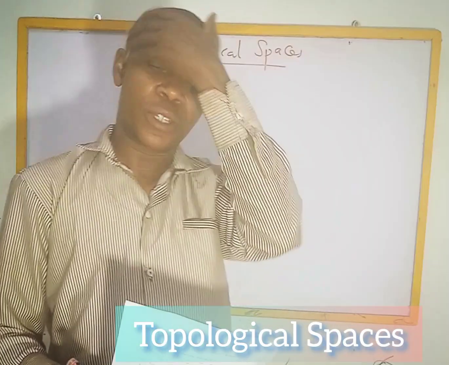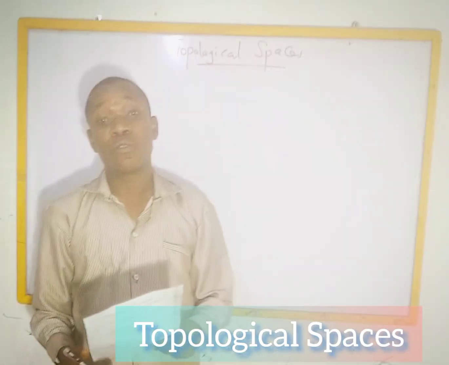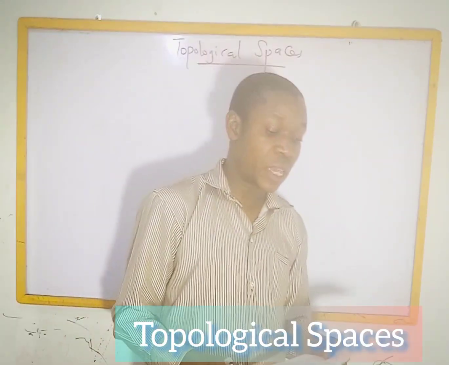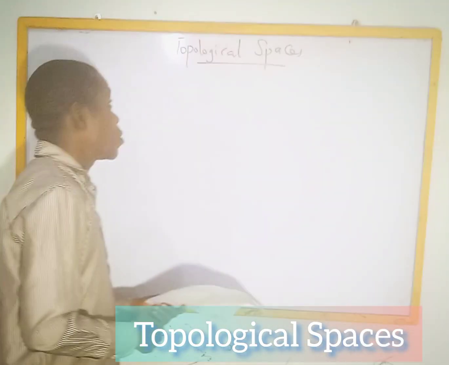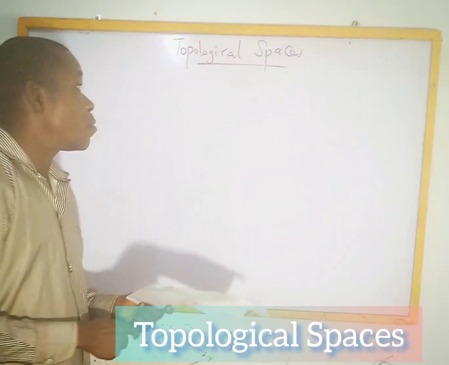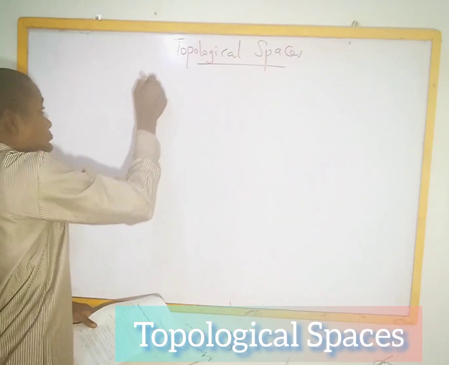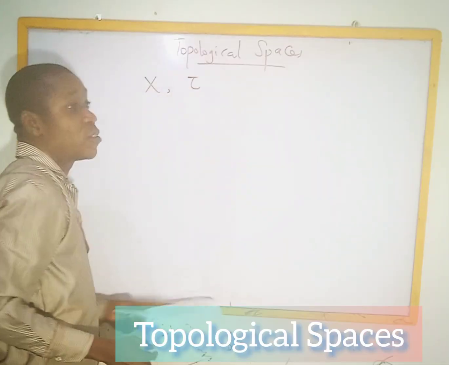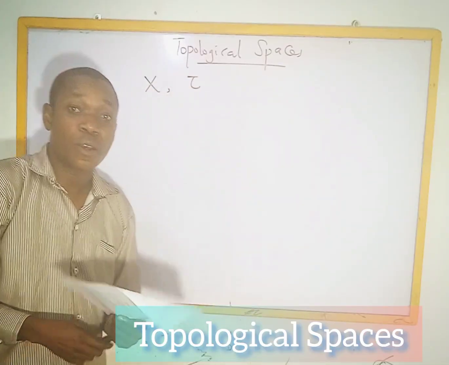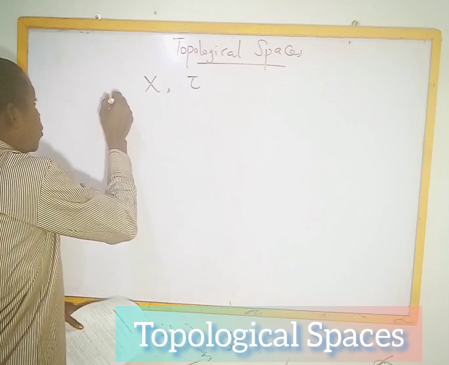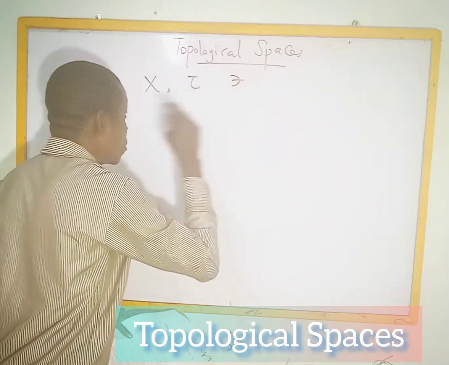I want to be discussing topological spaces. What is meant by topological spaces? Let's look at the definition of topological spaces. What does it mean? It means that if you have a non-empty set X and you have a family, that is a collection of subsets of this X, such that the following conditions are satisfied.